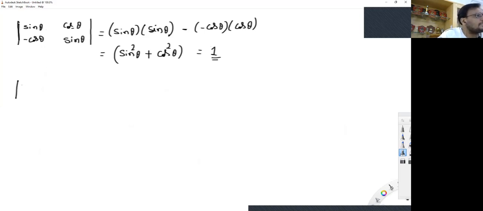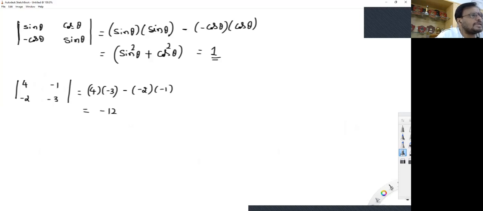So we can take some more examples, like the determinant of a different example: 4, minus 1, minus 2, minus 3. So directly 4 into minus 3, minus, and again minus 2 into minus 1. So therefore minus 12, minus 2, therefore it is minus 14.